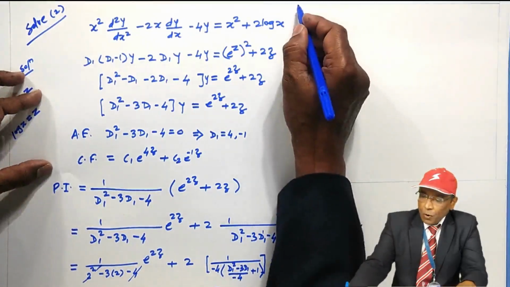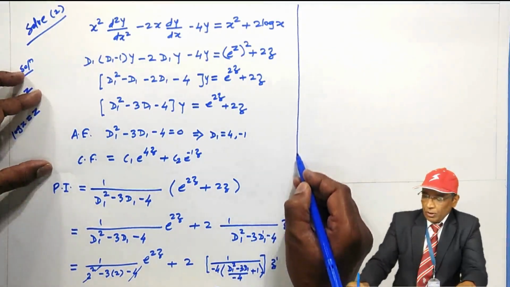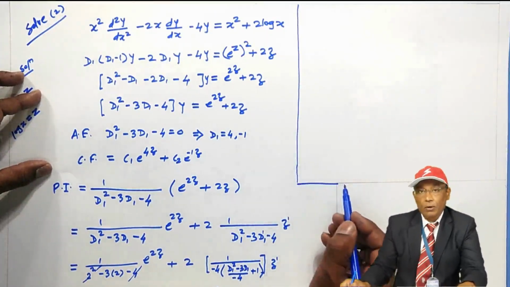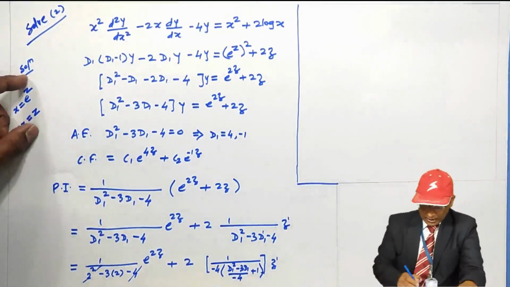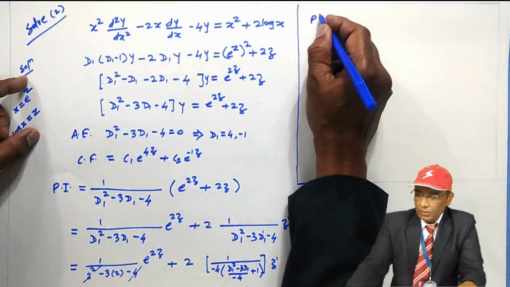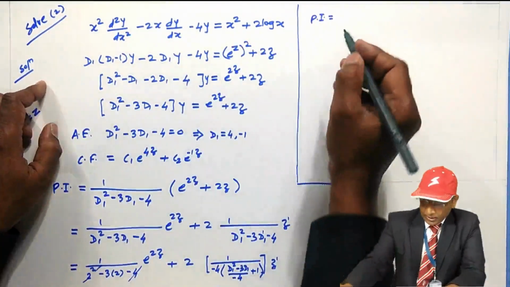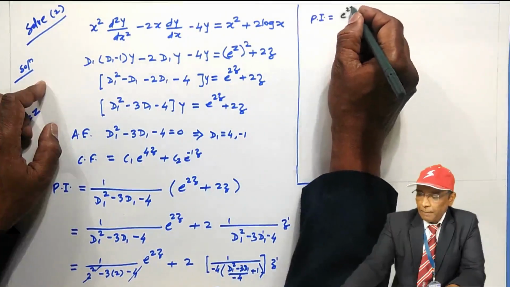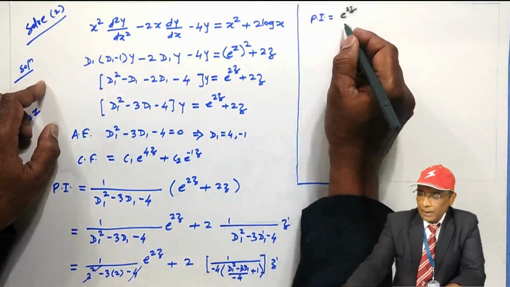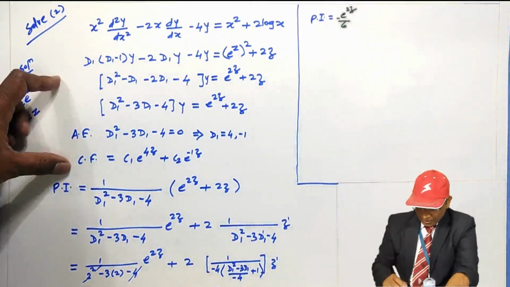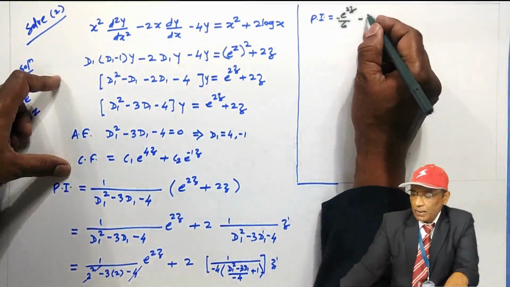Now when you operate the operator on the algebraic function, here we have already operated the operator. Particular integral: see, e to the power 2z by minus 6, or 6 with negative sign, right? 2 by minus 4 is minus 1 by 2.